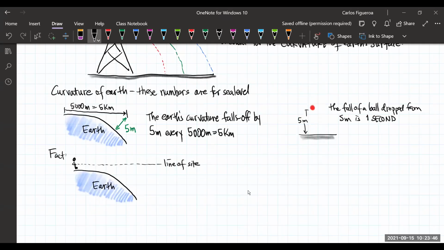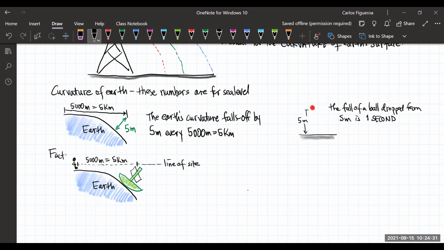Now what you'll find here is that when you get to 5,000 meters, what I said here is that the Earth falls off by 5 meters. So if I had a boat, let's imagine that you have a boat right here. And when you look at this boat, it has a sail, and the mast, let's say, comes up to this distance right here. So then, of course, you might have a sail here.